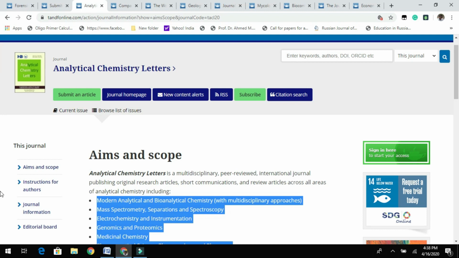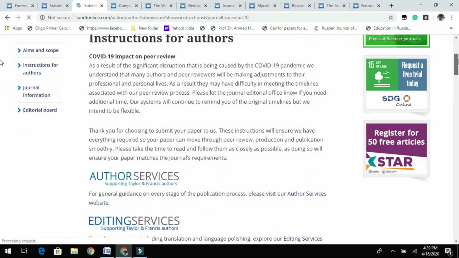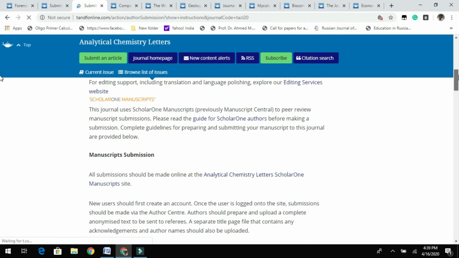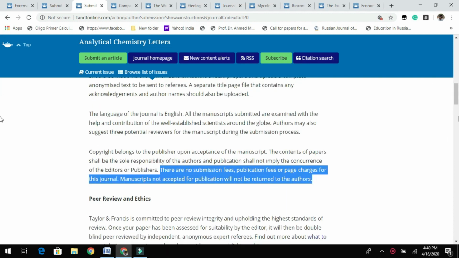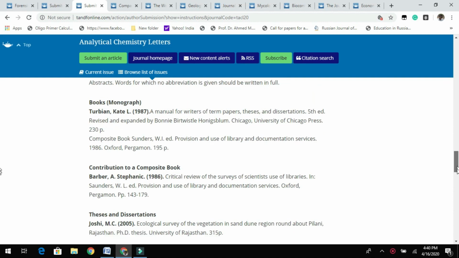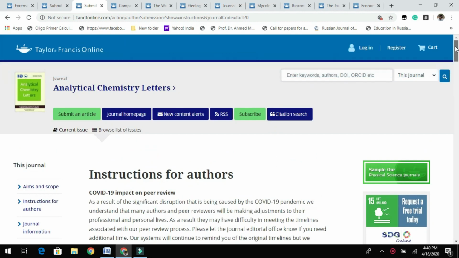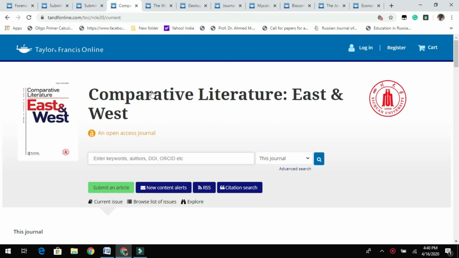So let us see whether this journal has any article processing fee. So if you see here, if you are looking for submission and if your research falls under this category, then you can easily target this journal. So let us see the next journal on the list: Comparative Literature, East and West.